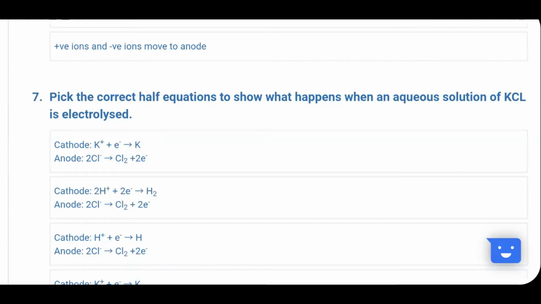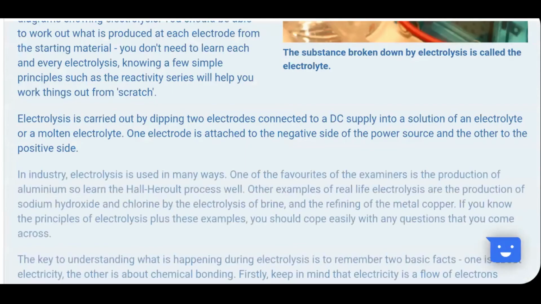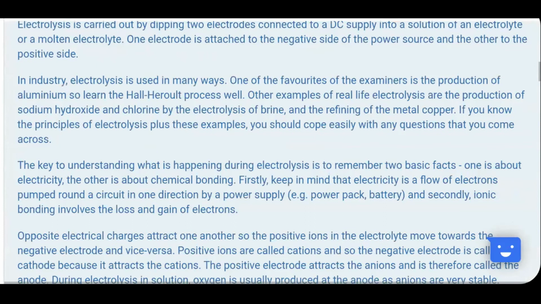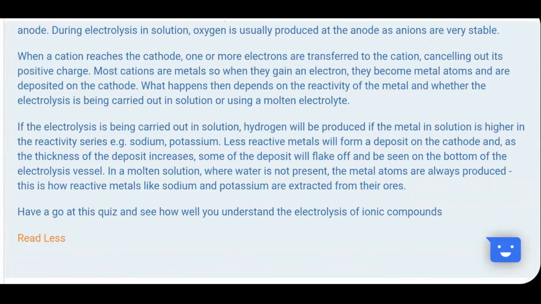Let's go back to the top here. We're somewhere around here, the second to last paragraph. If the electrolysis is being carried out in solution, hydrogen will be produced if the metal in solution is higher in the reactivity series, such as sodium and potassium. Less reactive metals will form a deposit on the cathode. Right, so that should give you a hint.